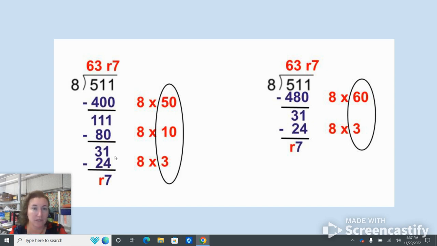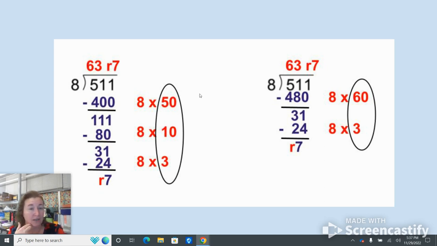And then we're thinking about our multiples of 8. 24 is the closest thing to 31 without going over. So 8 times 3 is 24. Subtract, we have 7 left over. Add these 3 partial quotients, 50 plus 10 plus 3, and get 63, remainder 7.